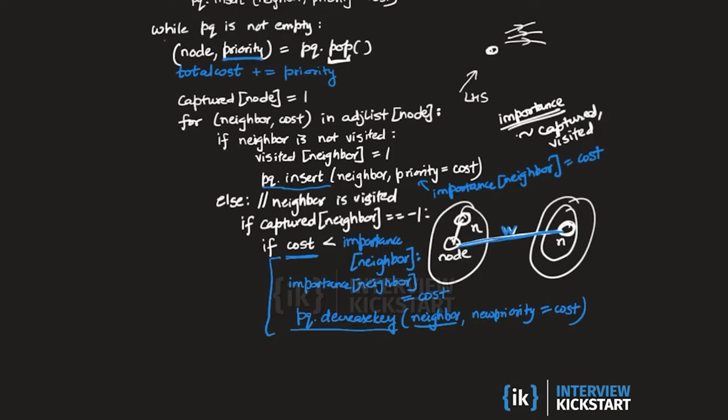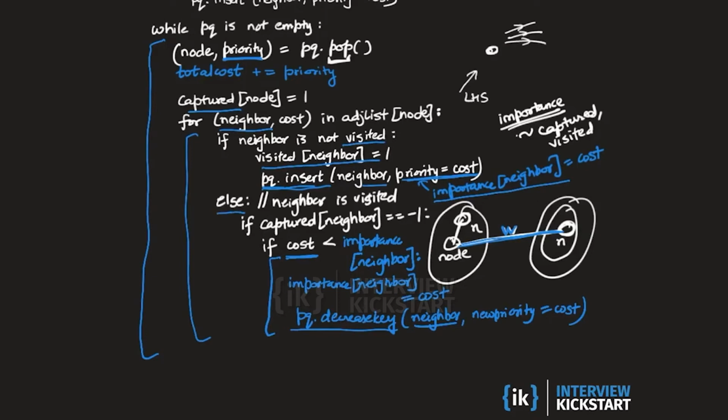And now at this point we are done with this loop, so we will go back and again pop the next node out of the priority queue. We'll mark it as captured. We will look at its adjacency list. Its neighbor can be of three types again. Either it's not been discovered, it's being discovered for the first time, in which case we mark it as discovered and we add it to the priority queue with this particular priority value, and we mark its importance also in the array. Otherwise, if the neighbor has been visited, there are two options.